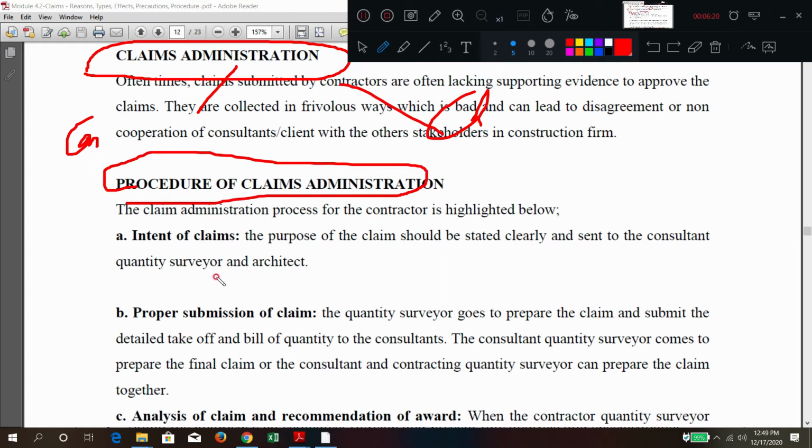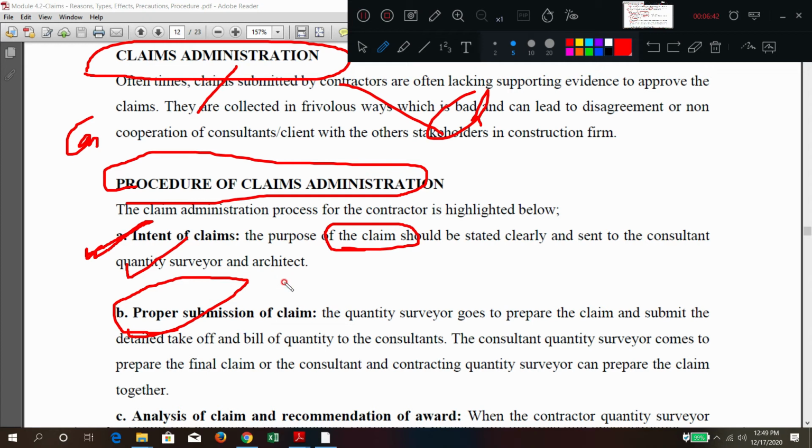What do you mean by procedure? Detailed, step by step, how to go. Now first is intent of claim. Intent of claim means what? Why you are claiming? Whether you have suffered a damage for money or whether you have suffered a damage for time. So what is your intention?